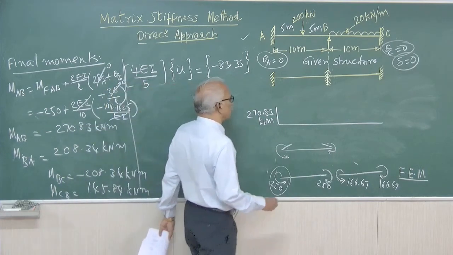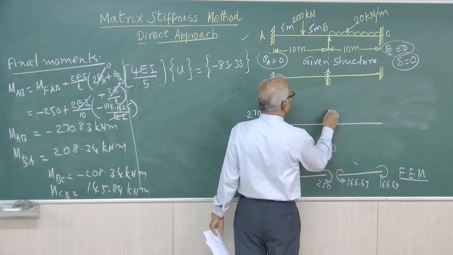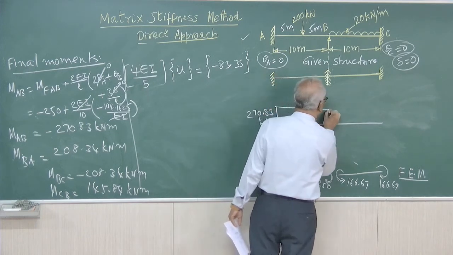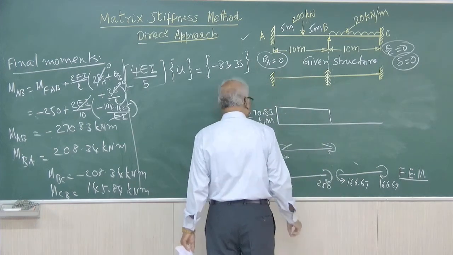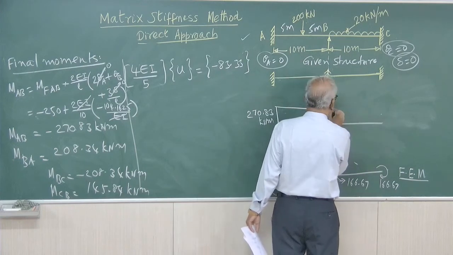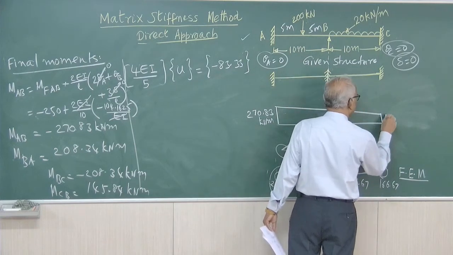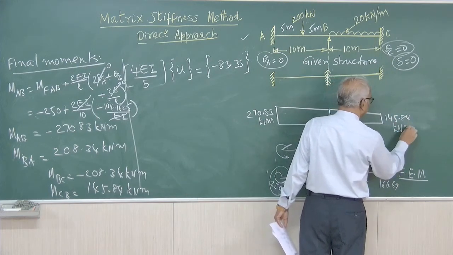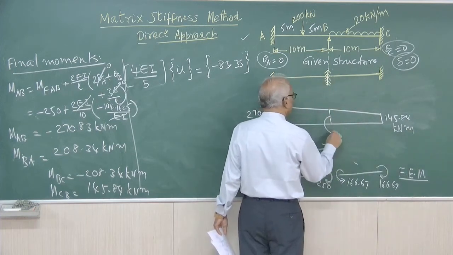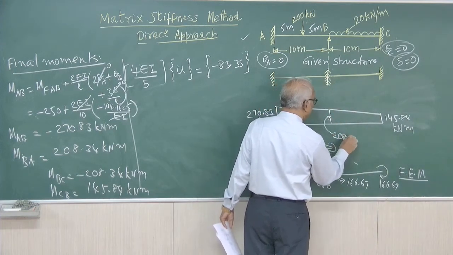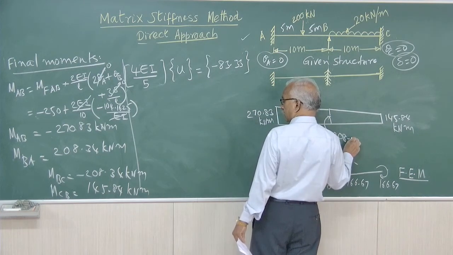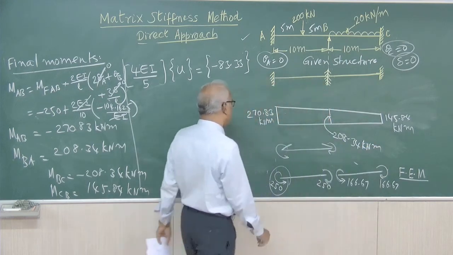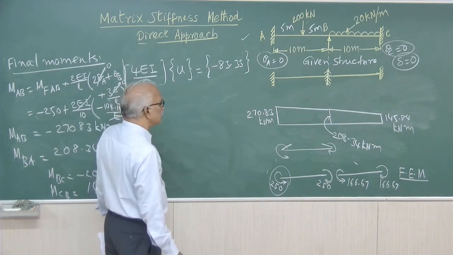So next one is 208 point something. So less value comparatively. So 208 point something. And the third one is 145.84. So let us say this is 145.84 kilonewton meter, and this value is 208.34. So this is the support moment diagram. On this we have to plot the simply supported moment diagram.